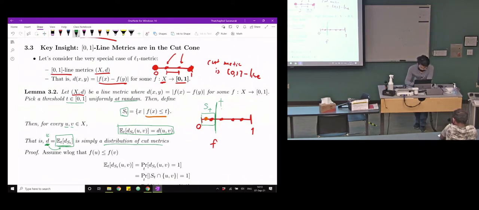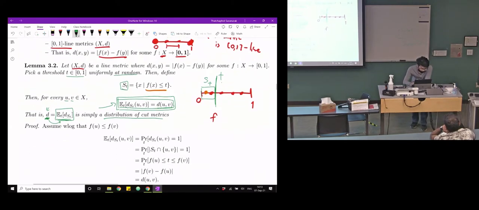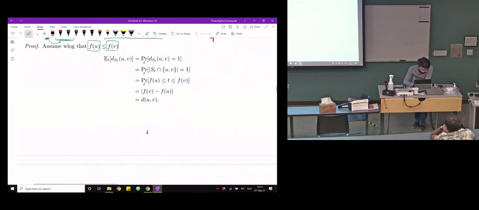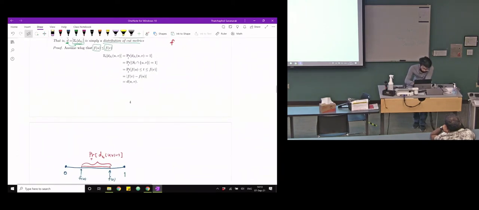This is actually kind of easy to prove. The important thing is the statement that a 0-1 line metric is just an average of cut metrics. So let's try to prove it. Let's fix u and v, and assume without loss of generality that u is before v.